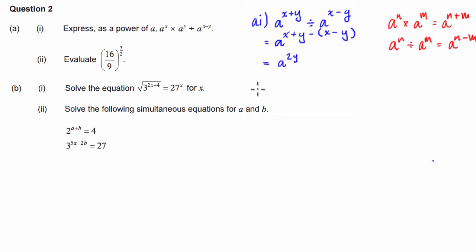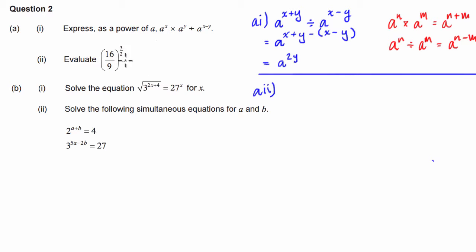Part A number 2. Let's just separate them. So we have A part 2: 16 over 9, to the power of 3 over 2.